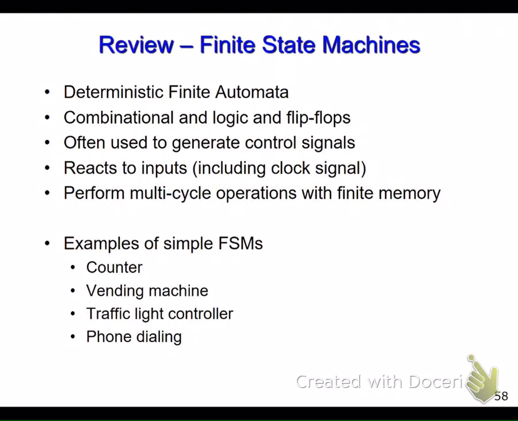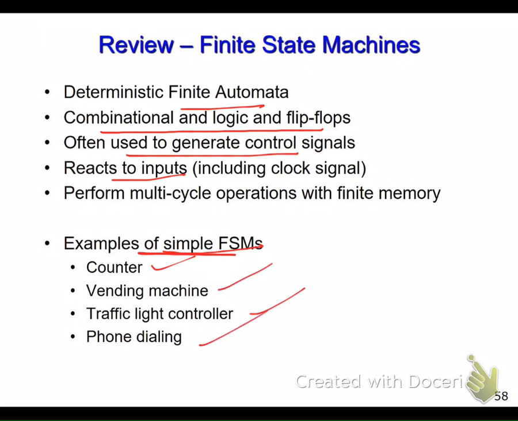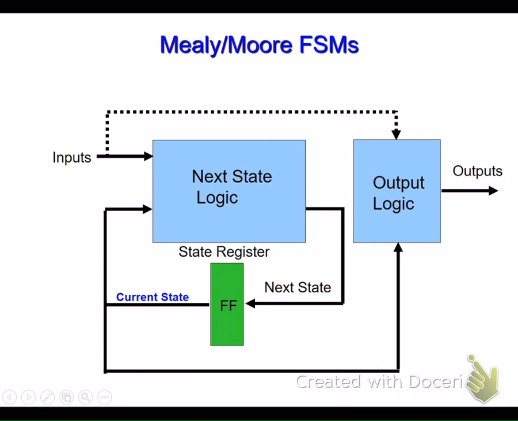So just as a review for the finite state machine, when we begin to design, it will determine a finite automata. It can have combinational logic and flip-flops. And this will often be used to generate control signals, and it will react to inputs and so on and so forth. So you can have examples for finite state machines: counter, vending machine, traffic light controller, phone dialing. All of this is just an example of a finite state machine. There is a Moore and Mealy finite state machine.